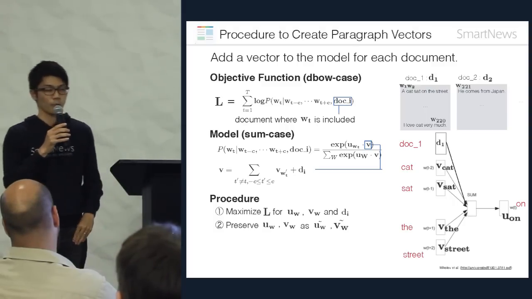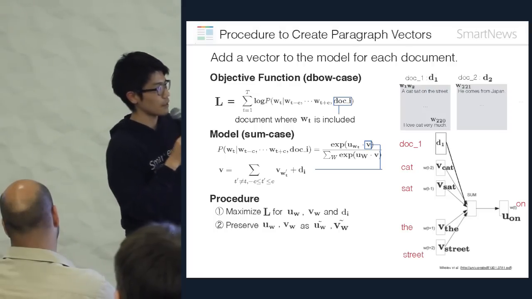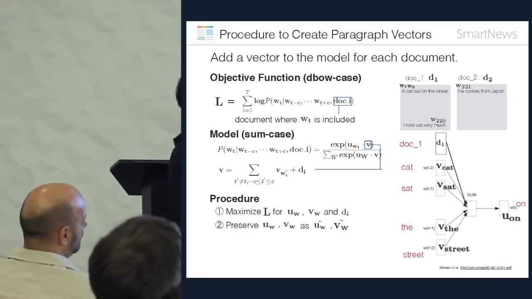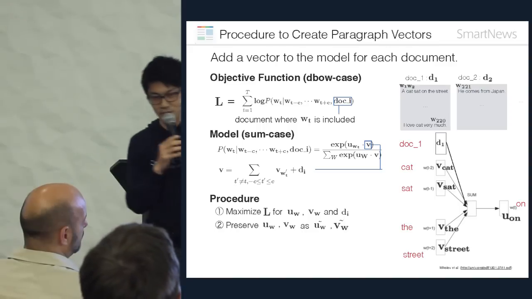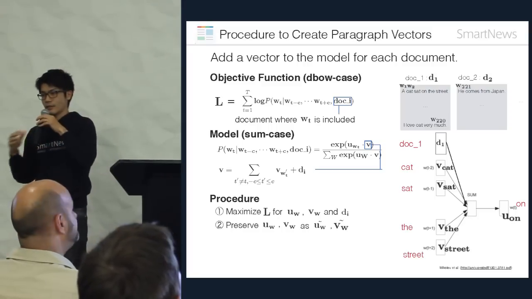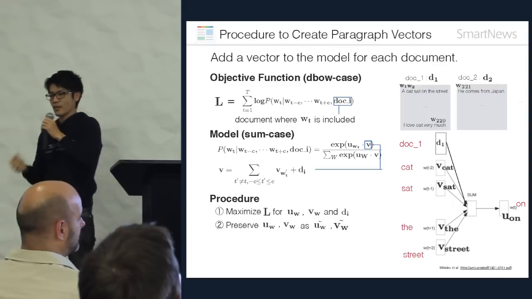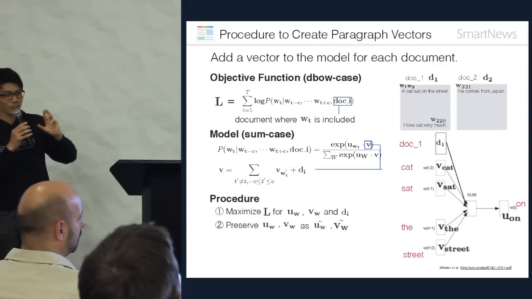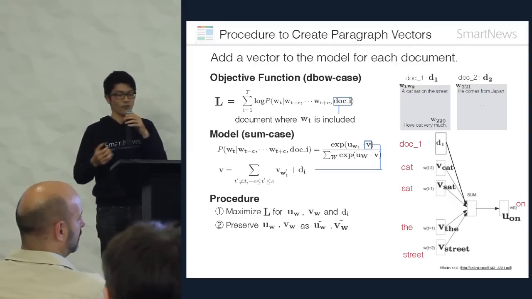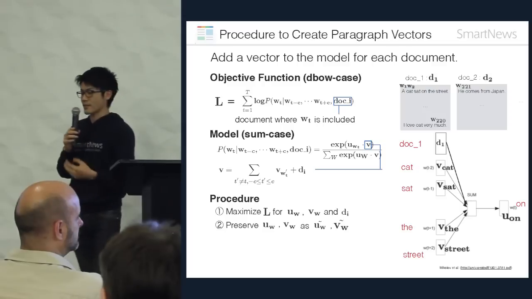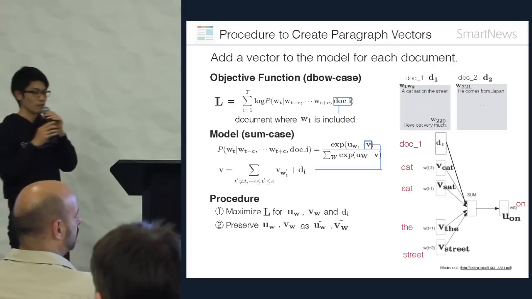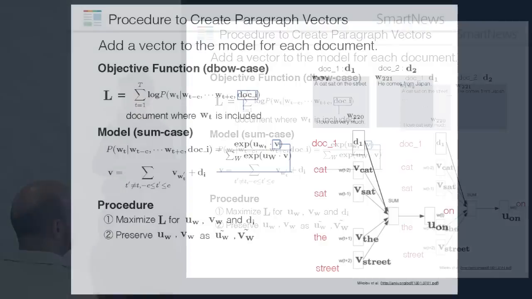The model of the probability function is like this, and it is also different from the Word2Vec one. The difference is that it includes a document vector here. So, like in the Word2Vec case, each word has an inner vector and an outer vector, and each document has its own document vector. We maximize L for U, V, and D, and we get the optimized values of U and V for each word, and D for each document. And we use D as the paragraph vector.